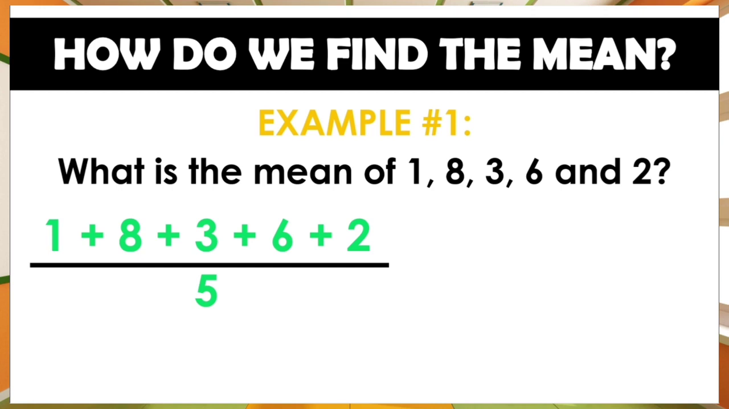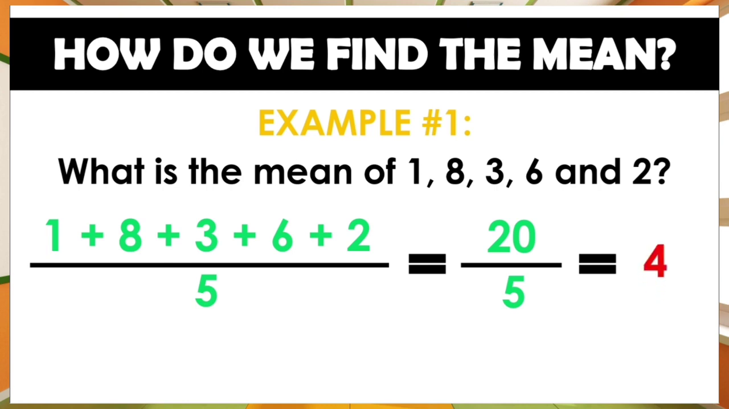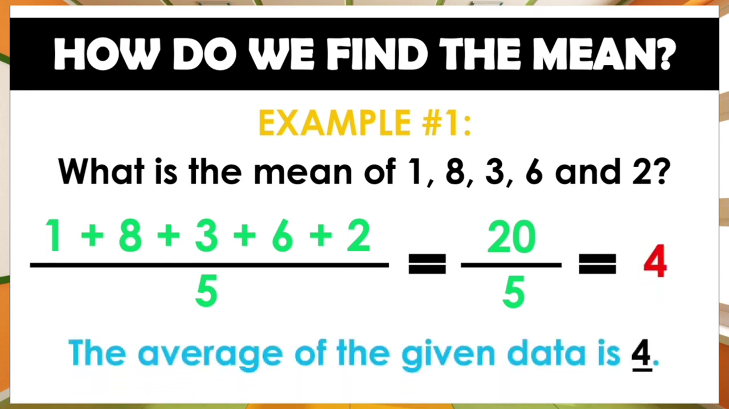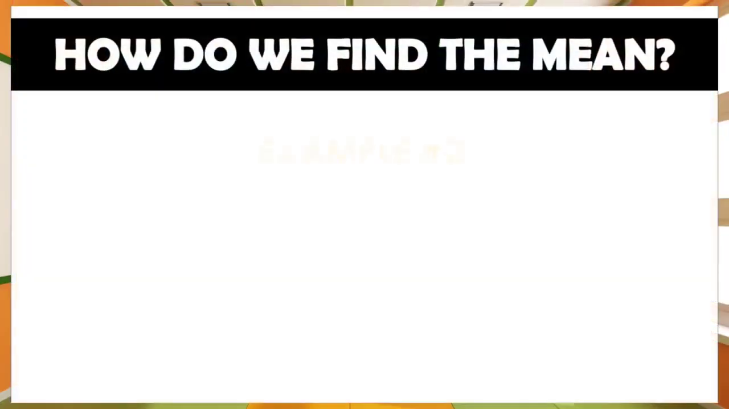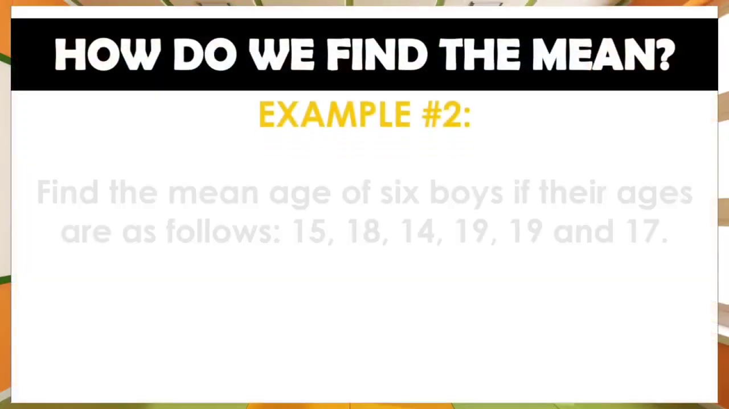Adding these numbers, we get 20, then divided by 5. The final answer is 4. Therefore, the average or mean of the given data set is 4. Let's have example number 2.